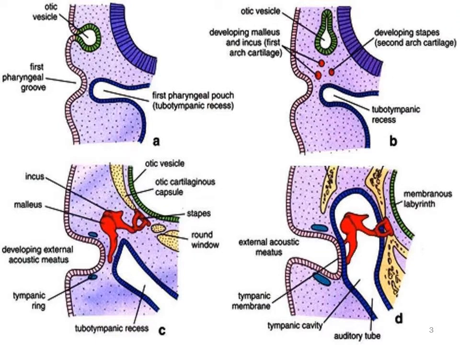If you follow this diagram, in the first diagram you have the first pharyngeal pouch, otherwise called the tubotympanic recess. The proximal part converts into the eustachian tube, the distal part converts into the middle ear cavity, right? And the tubotympanic recess is from the first pharyngeal pouch. This is a very, very important MCQ. You have to remember it till your exams, right?